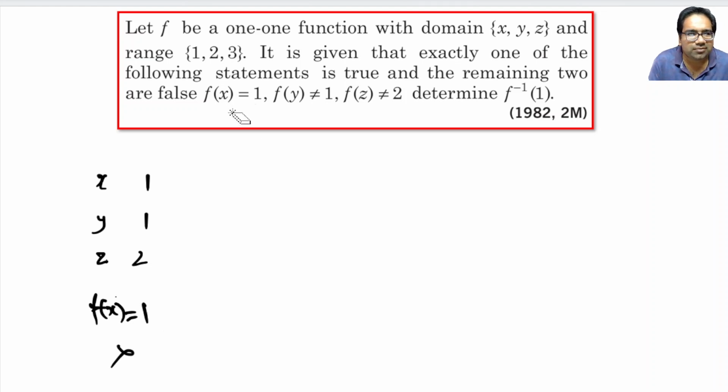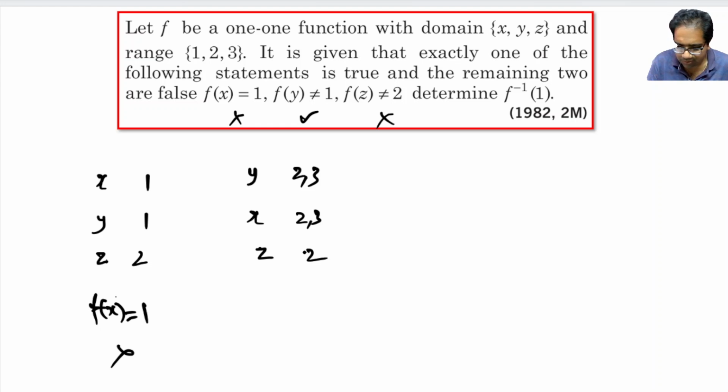Okay. Now let us assume this is true: f of y is not equal to 1. So y can be 2 or 3. This is true, and now this is false. f of x equal to 1 is false. That means x is mapped to 2 or 3. And f of z is not equal to 2 is false. What is true? That means z maps to 2 is true.